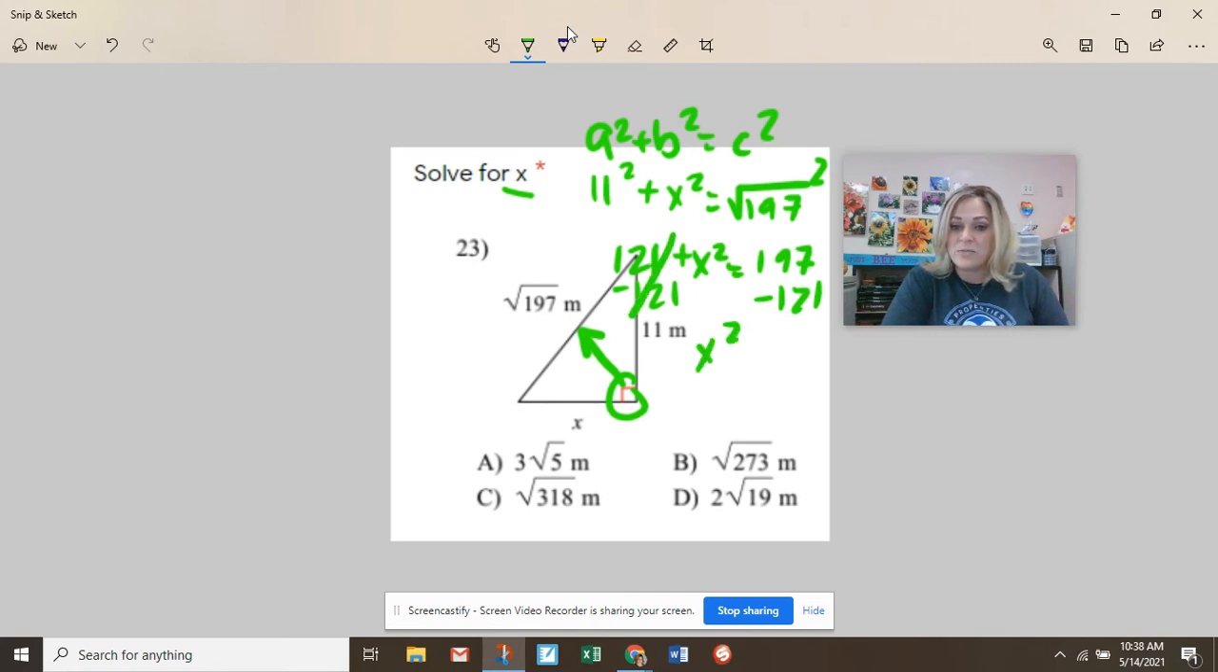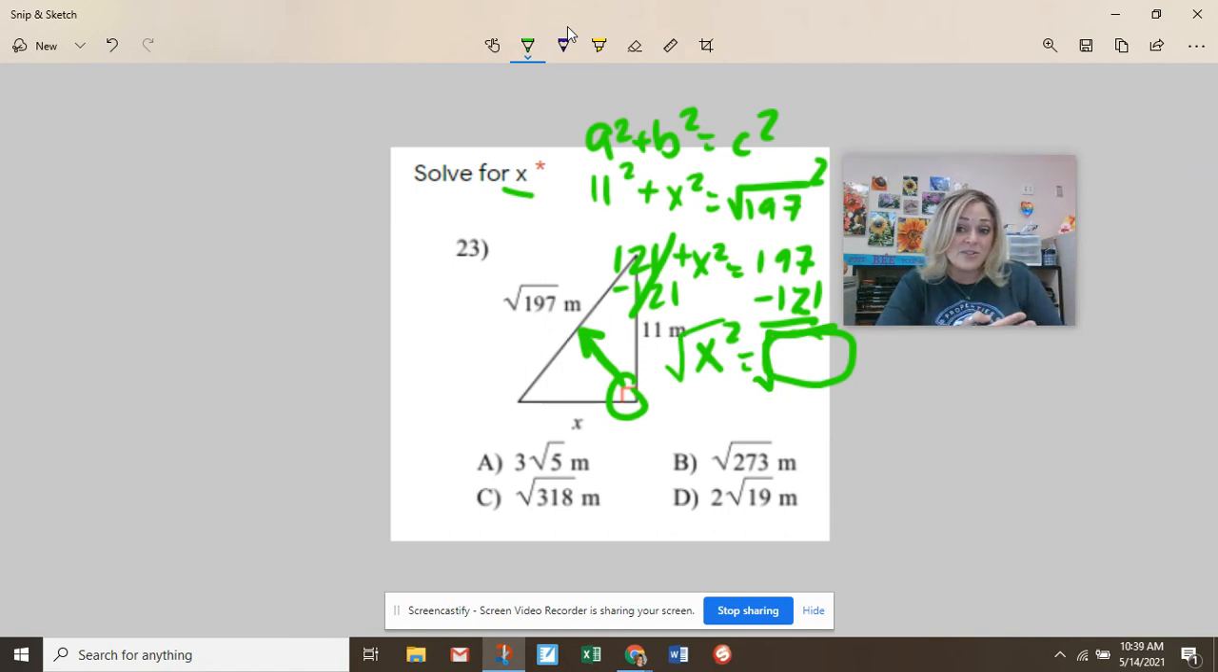So you have x squared equals, and I want you to be able to do this on your own. So figure out what 197 minus 121 is. Once you get that answer, you don't want x squared, you want x. So then you would take the square root of that answer, and then you would find your answer.